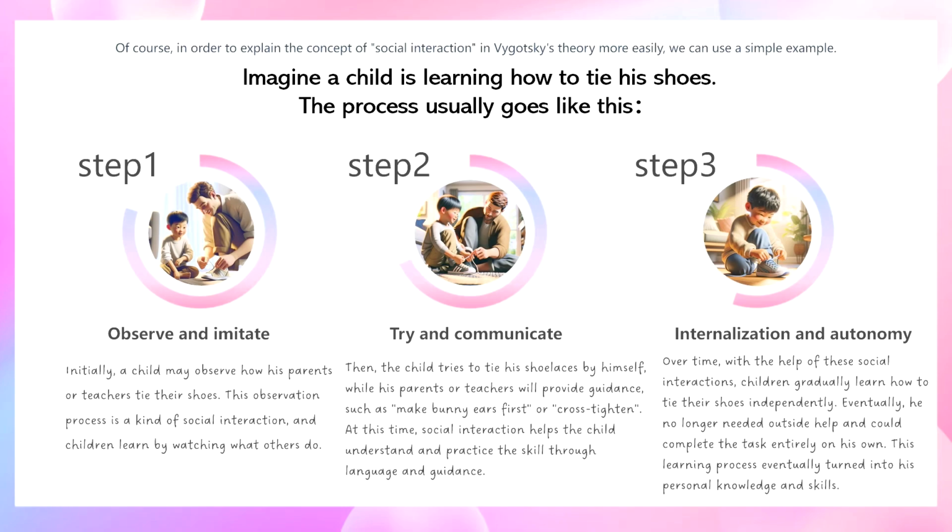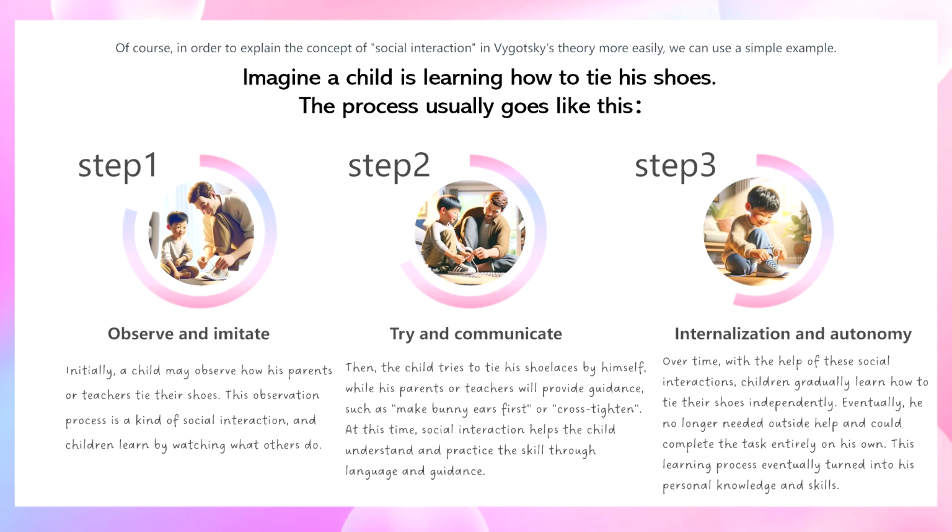The process usually goes like this. The first stage is observe and imitate. Initially, a child may observe how his parents or teachers tie their shoes. This observation process is a kind of social interaction, and children learn by watching what others do.